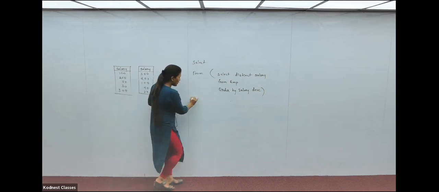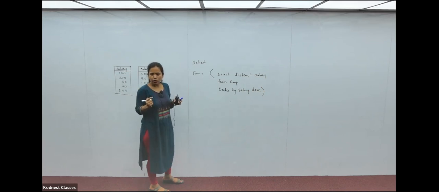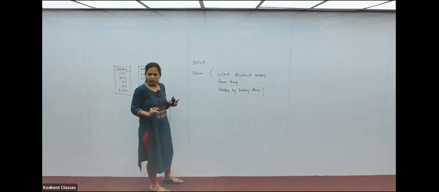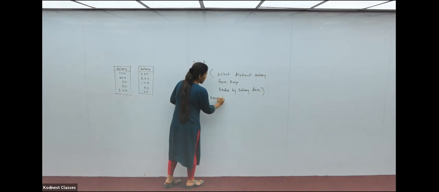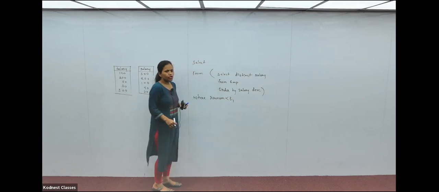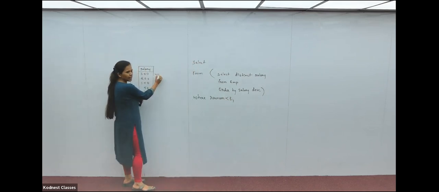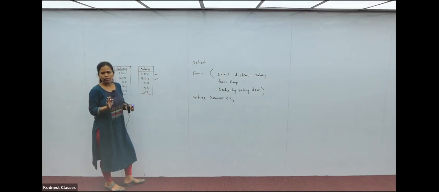Then I will limit the number of rows. I want the second highest salary, which means a minimum of 2 rows. First row and second row is what I want. So I will write where rownum is less than 3. So what will happen? Rownum less than 1, this will be selected. Rownum less than 2, less than 3, this will be selected. Rownum less than 3 for this? No, so it will not be selected. Did everyone get this?